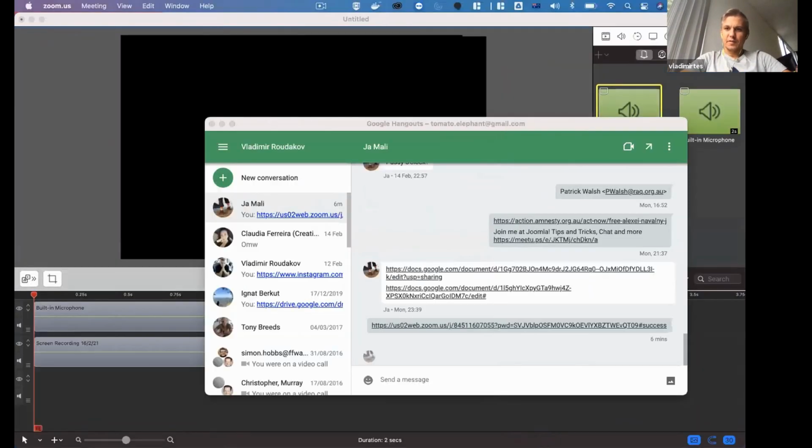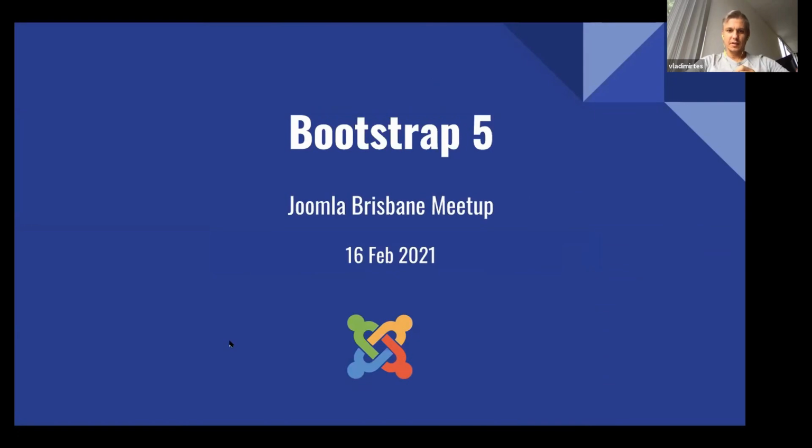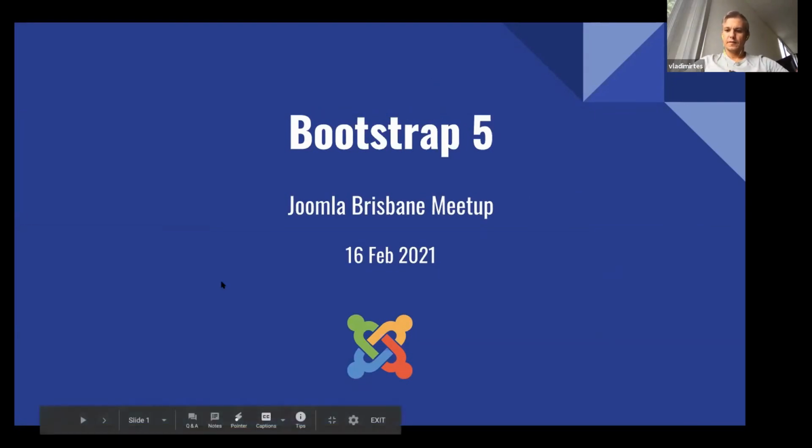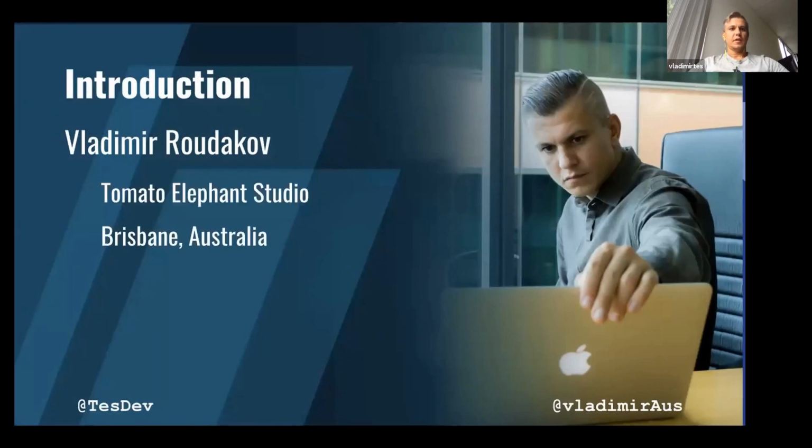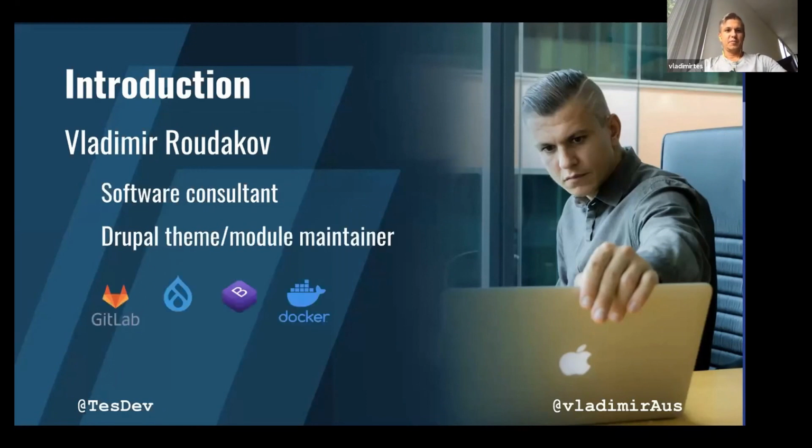If you have any questions, feel free to interrupt me anytime. This is going to be a presentation mostly about Bootstrap 5. First about myself. I'm Vladimir, and I'm based in Brisbane. I work for Tomato Elephant Studio. I do Drupal as a day-to-day job, but before that, I was doing quite a bit of Joomla back in the day, like late 2000s. I'm also quite passionate about a few other open source projects. GitLab, Bootstrap, Drupal, and Docker are a few of them that I either try to contribute or am contributing to this day.